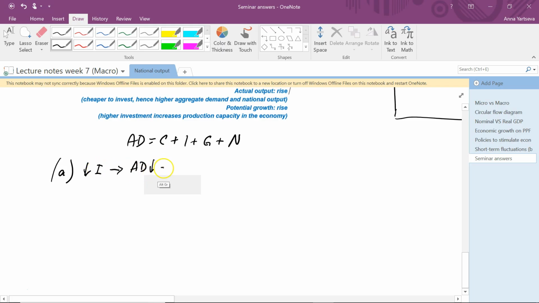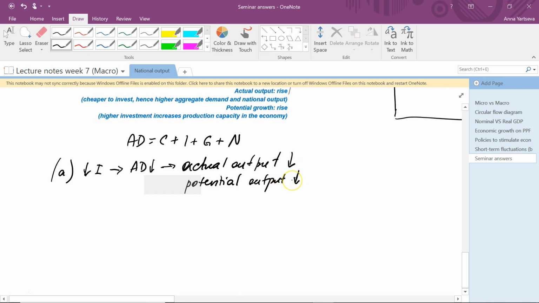So when investment drops, aggregate demand will drop as well, which will reduce national output, actual output will drop. And apart from this, it will also reduce potential output, because low investment implies that we will not be able to replace all our capital, and we will be able to produce less in the future. So potential output will drop as well.